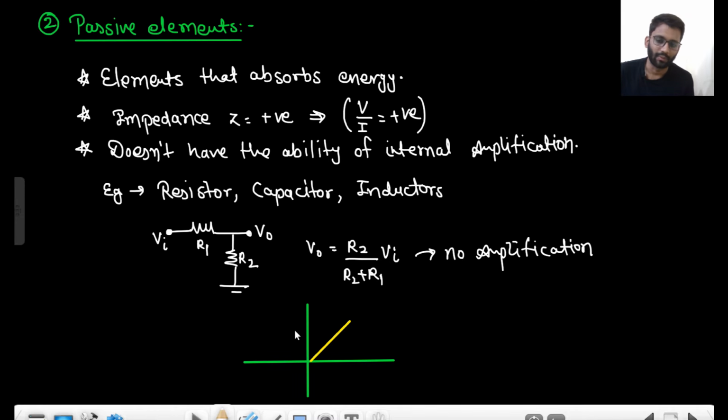Let's assume this is I, this is V. So here V is positive, I is positive. So in the first quadrant, it will be positive, so it can be a passive element. Now talk about this quadrant. It will be negative because here I is positive but V is negative. Now this quadrant: I is negative, V is also negative. So negative by negative, it will be positive, so there also we can have passive elements. And here it will be negative because V is positive and I is negative. So only in the first and third quadrant we can have passive elements.